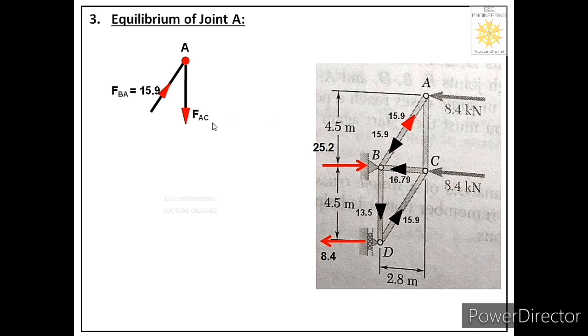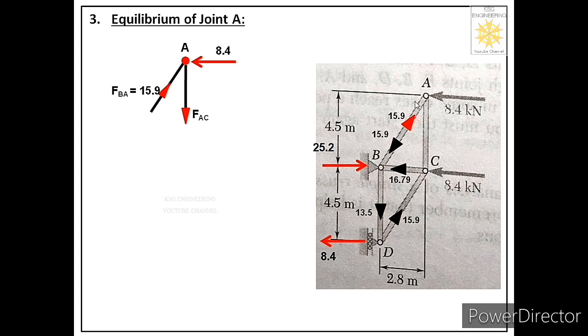Then we will see, is there any external force acting at joint A? Yes, there is one external force, that is 8.4 kilonewton. So show that external force over here, and it is acting towards left. Then after that we will see, is there any reaction acting at joint A? No, there is no reaction acting at joint A.